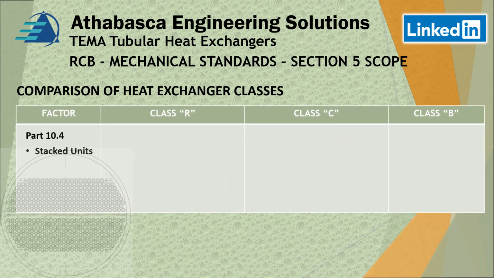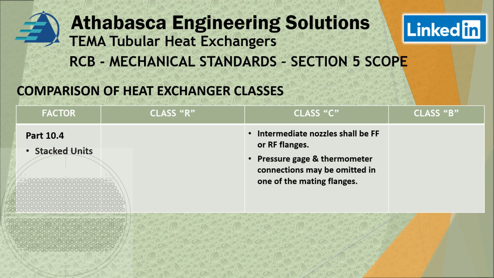We alluded to the connections earlier. I'm going to start with talking about Class C. Intermediate flange nozzles shall be flat face or raised face, so they allow that to happen. And then they say pressure gauge and thermometer connections may be omitted if on mating flanges. And so we follow the same rules for Class R as Class C.